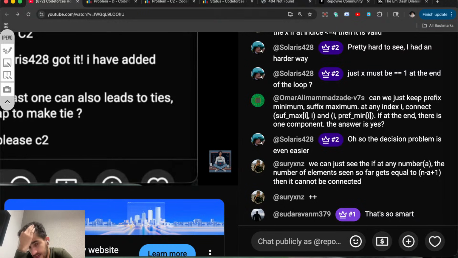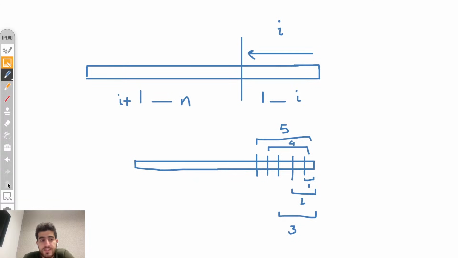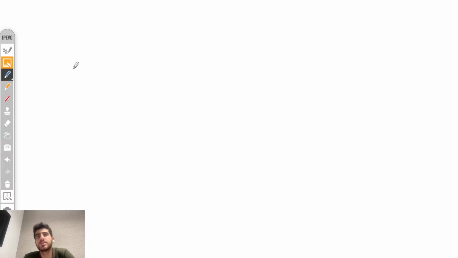I already have some intuition about it, based on what we said, based on what we achieved already. What did we achieve? We said that we can just do this approach. Just start from the beginning, A1. Let's just connect A1 to everything that is greater than A1.